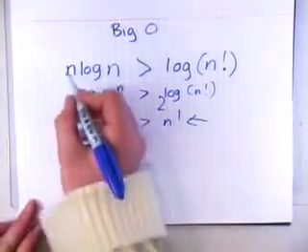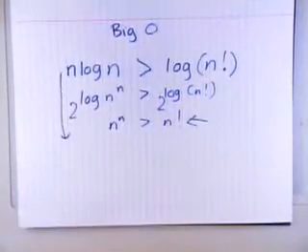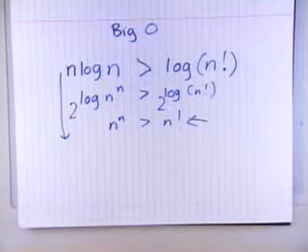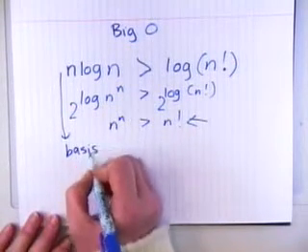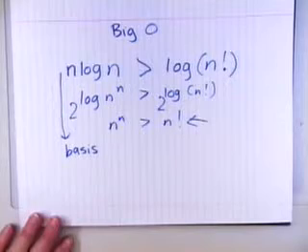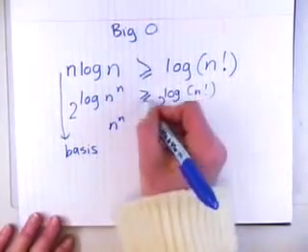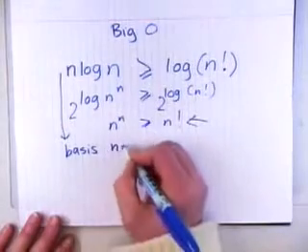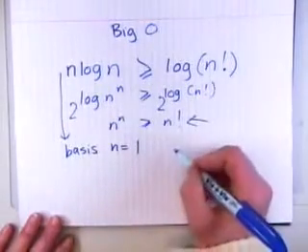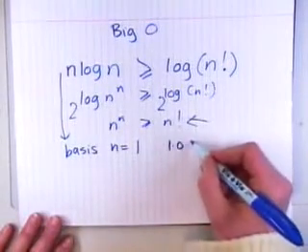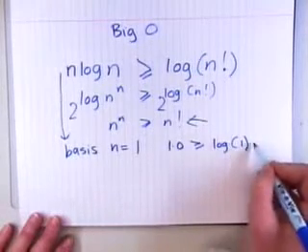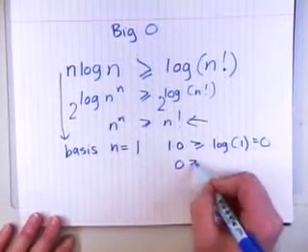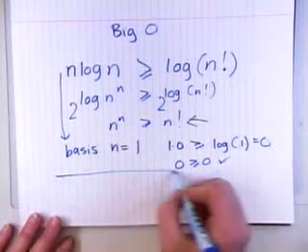Okay, so let's do this problem, the n log n one, because you're going to have log ones that you won't be able to do that with. So let's start with the basis. Is n equal 1 going to work? Let's put an equal in there. So 1 times 0 is greater or equal to log of 1. That's equal to 0. So 0 is greater or equal to 0 works.